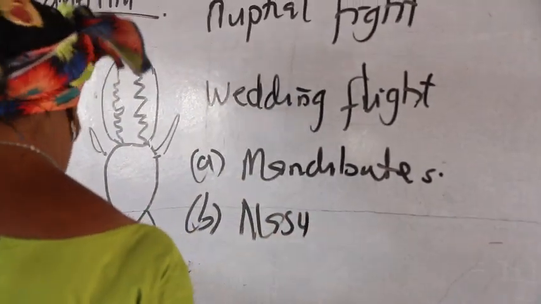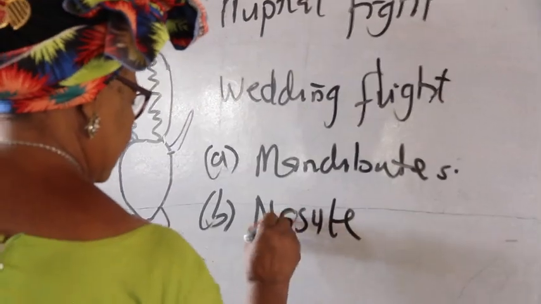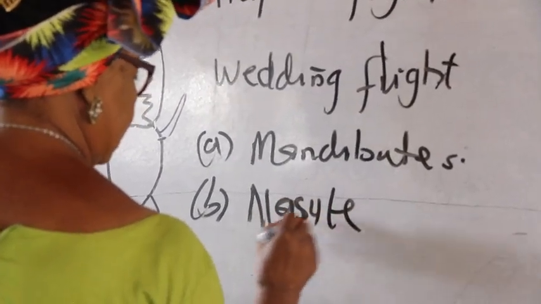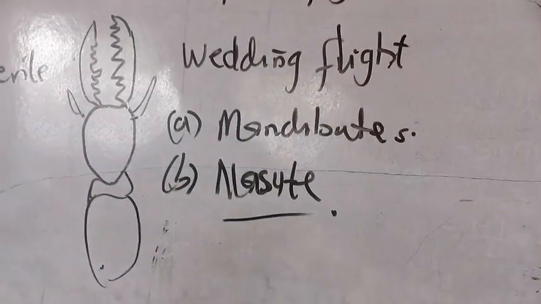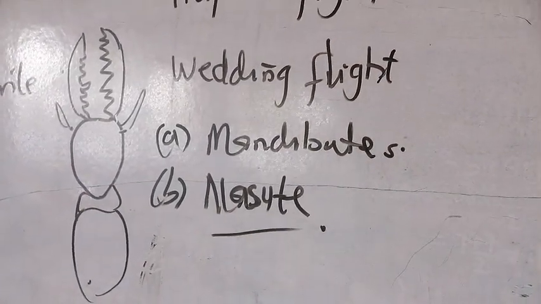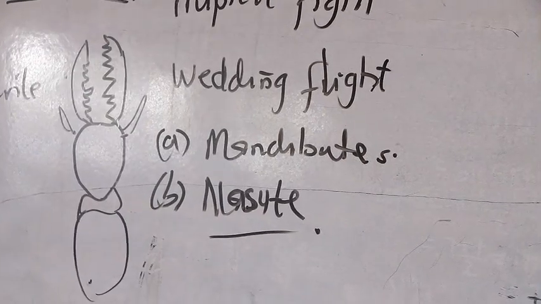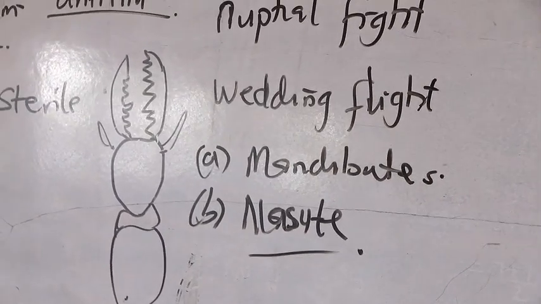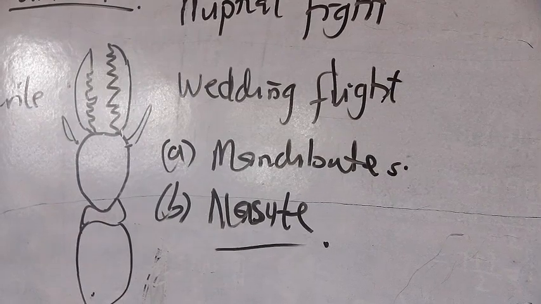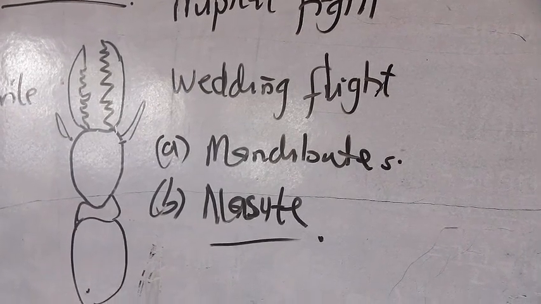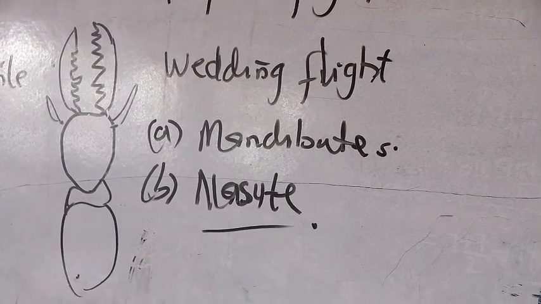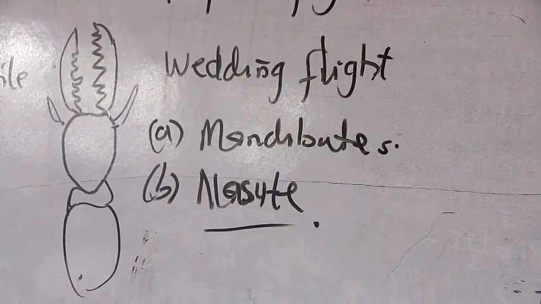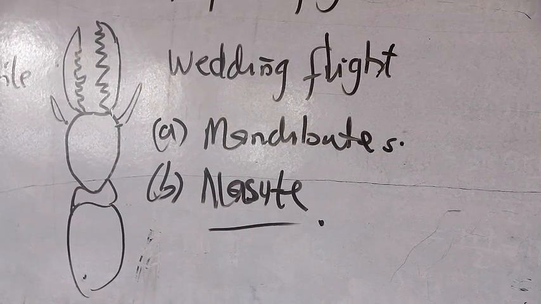The other one is the nasute. Whether I pronounce it wrong, the spelling is correct. The other one is their mandibulate. These are soldiers that have strong mandibles for attacking intruders.